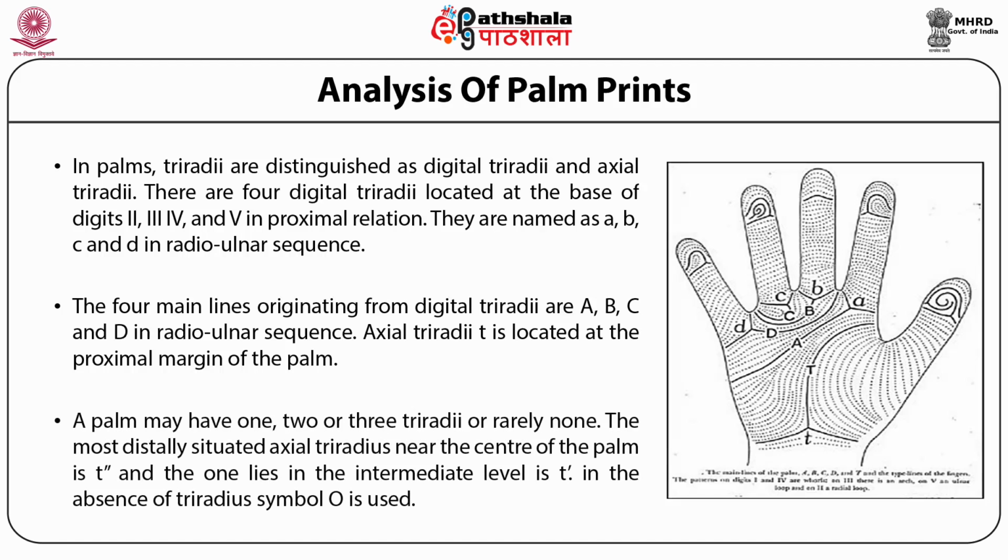A palm may have 1, 2, or 3 tri-radii, or rarely none. Formulation of axial tri-radii in the mainline formula is separated from the succeeding pattern formula by dashes. The most distally situated axial tri-radius near the center of the palm is t double dash, and one lying at the intermediate level is t single dash. In the absence of a tri-radius, symbol 0 is used.